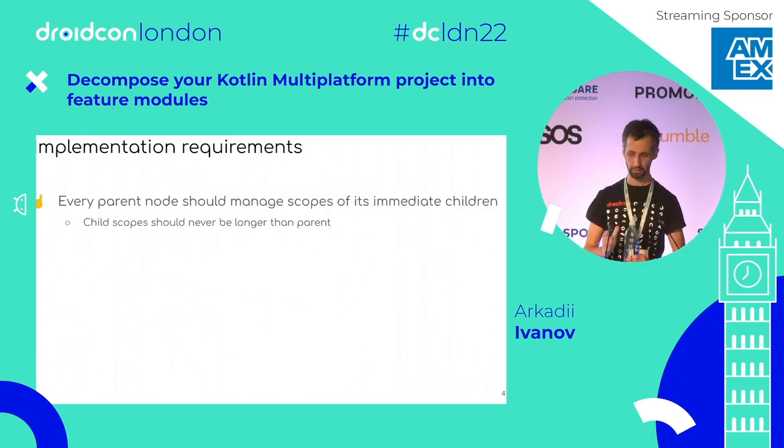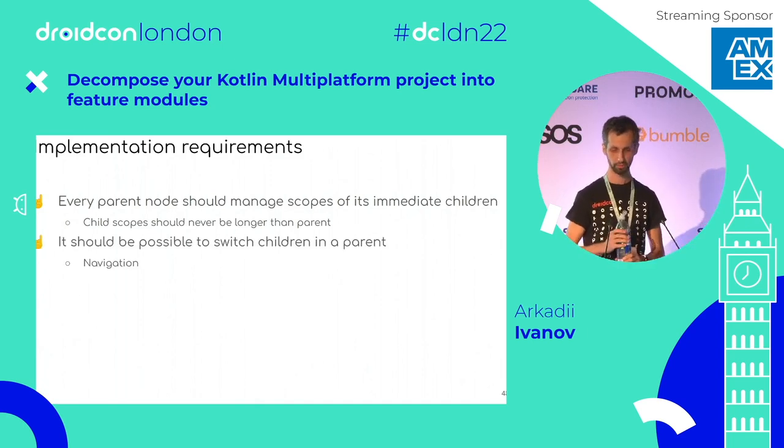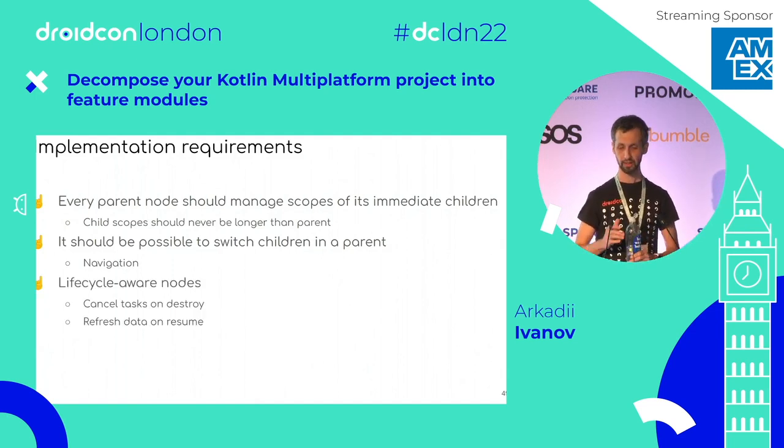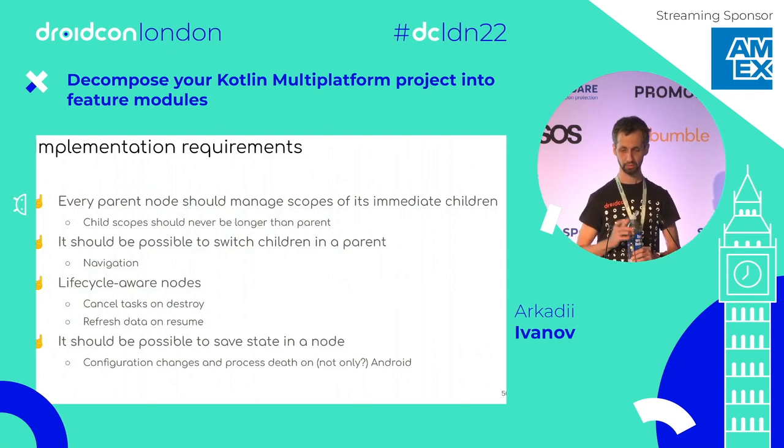Let's think about requirements. Every parent node should be able to manage scopes of its immediate children. This means that child scopes should never be longer than the parent. And next, it should be possible to easily switch children in a parent, which means we need navigation. Nodes should be lifecycle aware, so we can scope tasks inside a node. For instance, cancel a task on destroy or refresh data on resume. And last but not least, it should be possible to save state in a node.